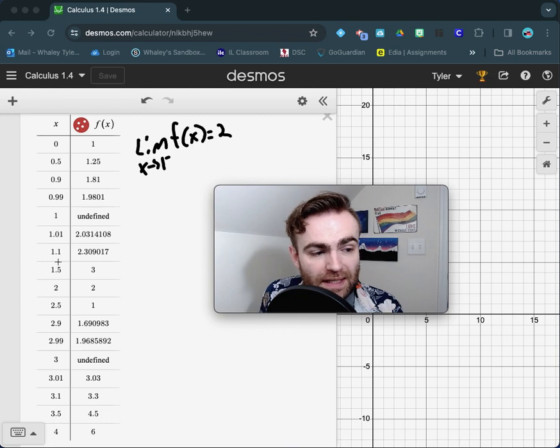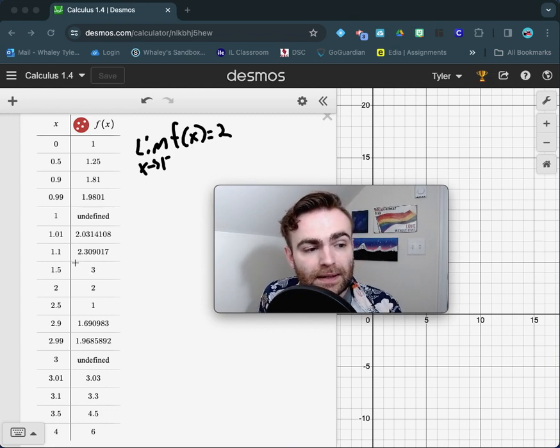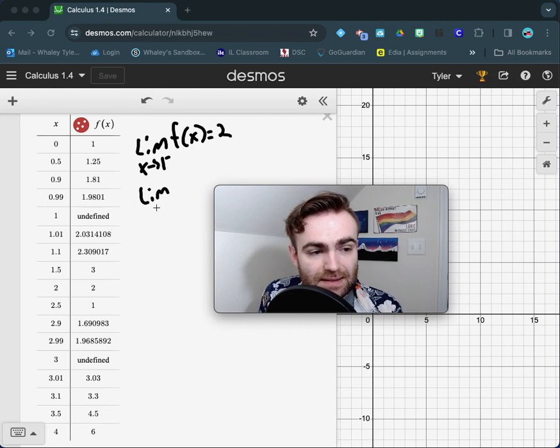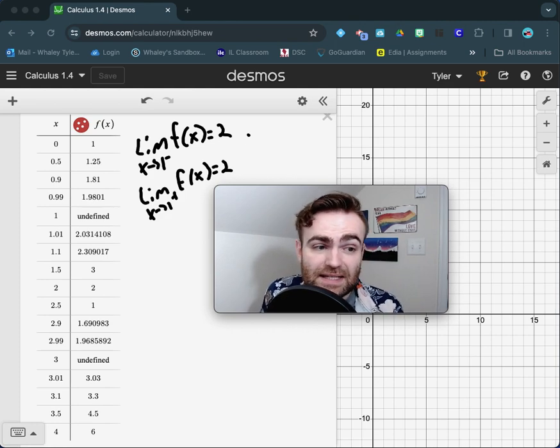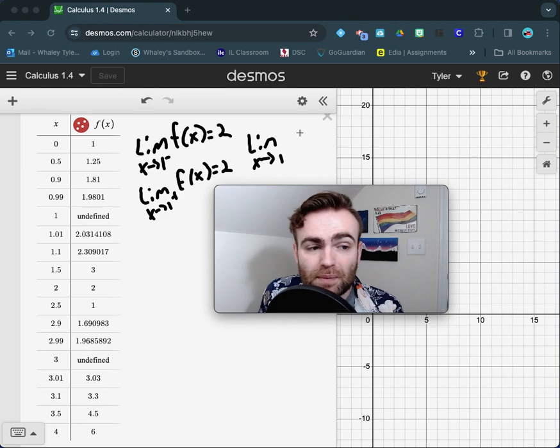And if we look from the right-hand side, looking from 1.5 and then going towards 1, you can see that they kind of decrease and approach 2 as well. So it looks like the right-hand side limit of x approaching 1 is also 2, which means that the limit exists. The limit as x approaches 1 from both sides for f of x is equal to 2.